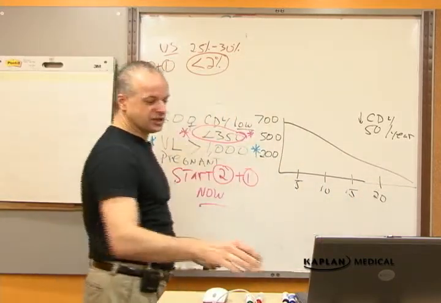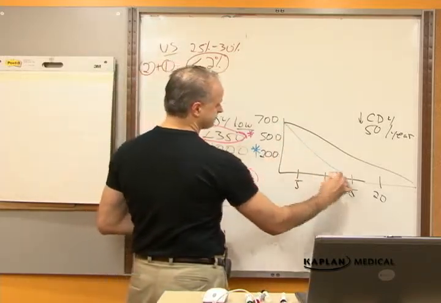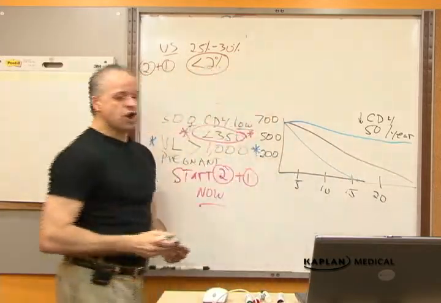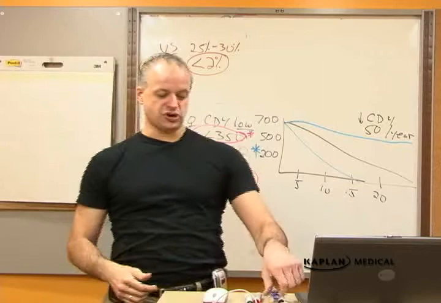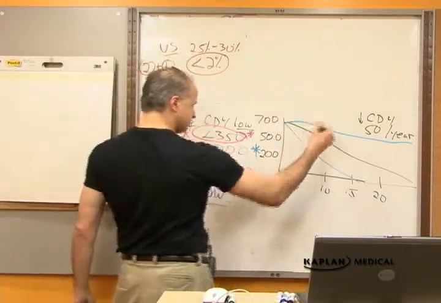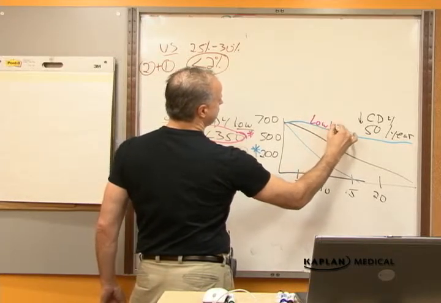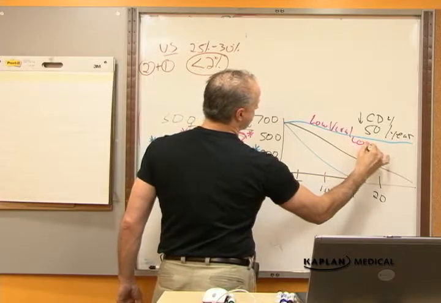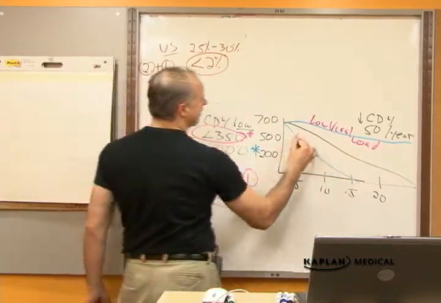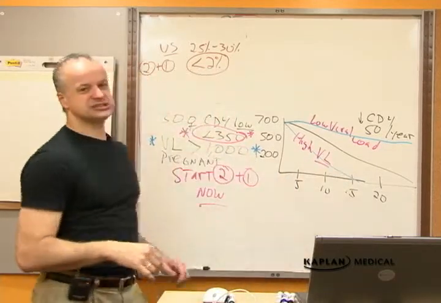Why is it that some people's T cells will drop at 100 a year, some at 50 a year, and some less than that? What determines the rate of drop of T cells? And the answer is viral load. When you have a very low viral load, your T cells will not drop very fast. When you have a very high viral load, your T cells will drop fast.